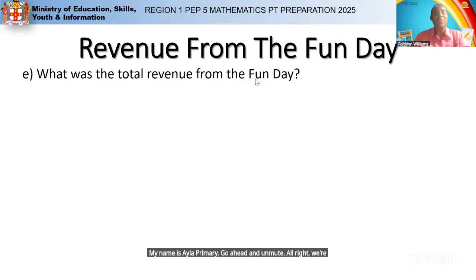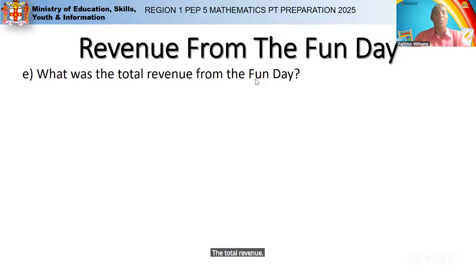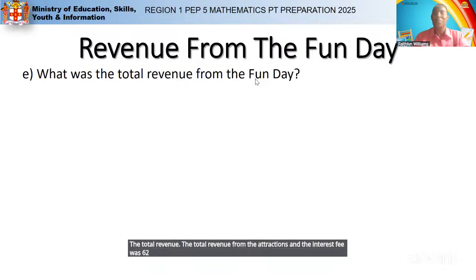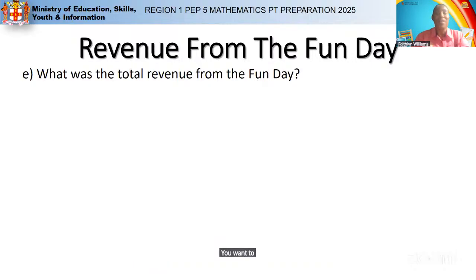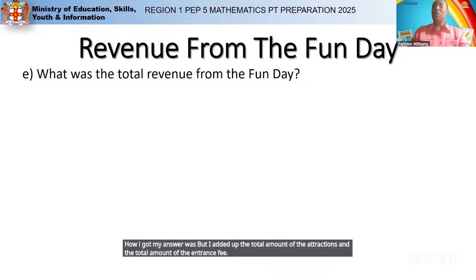Okay, go ahead. The total revenue from the attractions and the entrance fee was $62,500. You want to explain to us how you got that? It's very important. Tell us. How I got my answer was I added up the total amount of the attractions and the total amount of the entrance fee. Excellent. Thank you so much for sharing.